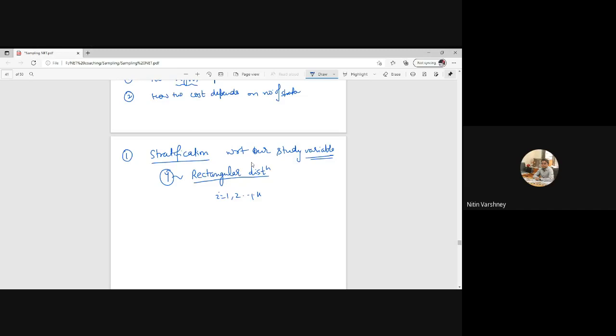What is the variance in case of rectangular distribution? N square minus 1 divided by 12. This is rectangular, discrete rectangular or continuous? Discrete. And what is continuous? Continuous is b minus a square divided by 12.